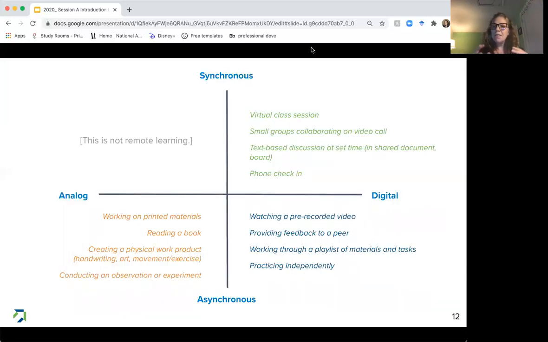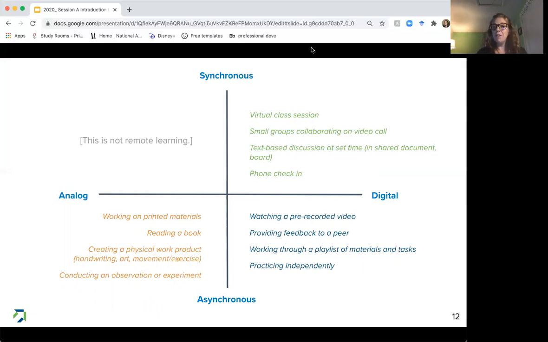Mapping these two dimensions together, what we see is we have a landscape of remote learning and the different strategies we might use depending on whether or not something is synchronous, asynchronous, analog, or digital. What this 2x2 essentially shows us is that different strategies can be supported in different formats and modalities. A synchronous and digital experience might be small groups collaborating on a phone call or a phone check-in. An analog and asynchronous experience, that is something that happens offline and independently, could be having a student read a book, creating a physical work product.